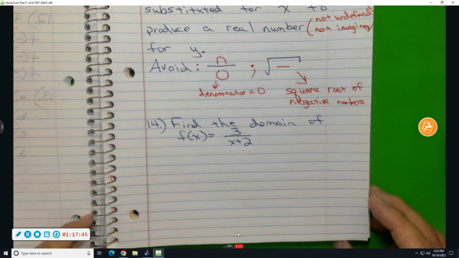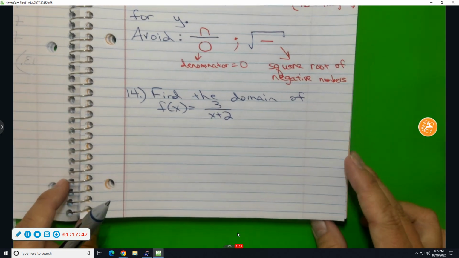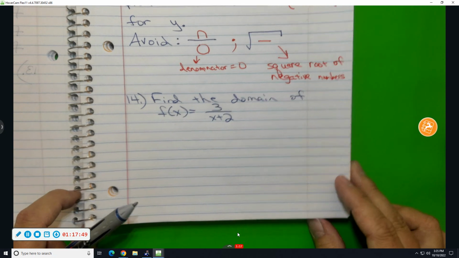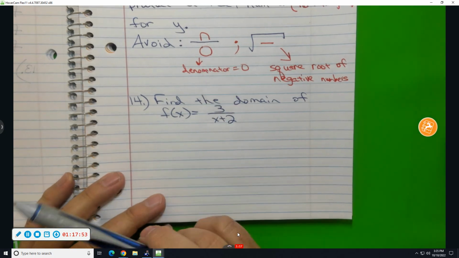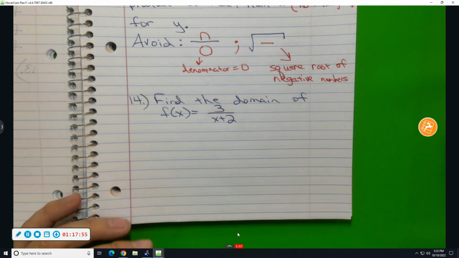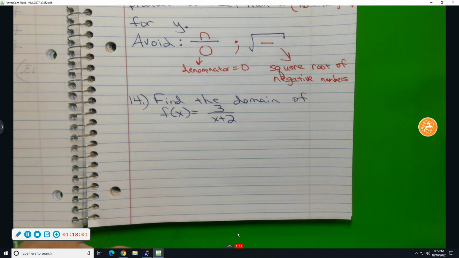All that writing I wrote looks impressive, but in reality, this is all you need to know when it comes to finding domains. You don't want a denominator of 0. You don't want a square root of a negative. We want to find the domain of f of x equals 3 over x plus 2.